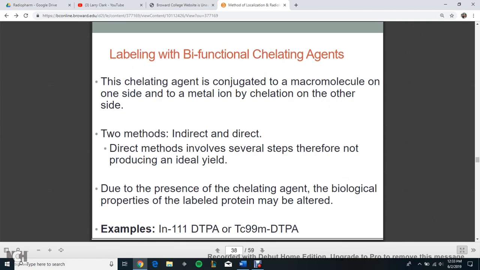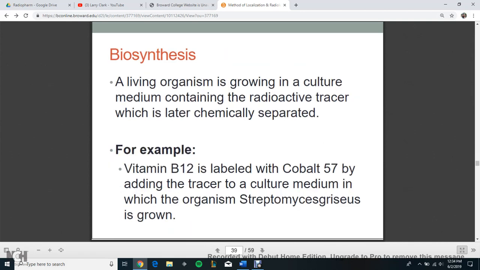Labeling with bifunctional chelating agents. This chelating agent is conjugated to a macromolecule on one side and to a metal ion by chelation on the other side. There are 2 methods, indirect and direct. The direct methods involve several steps, therefore not producing an ideal yield. Due to the presence of the chelating agent, the biological properties of the labeled protein may be altered. Examples are indium-111 DTPA or technetium-99m DTPA.